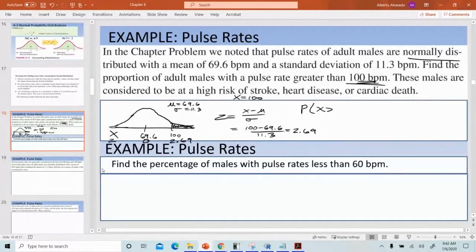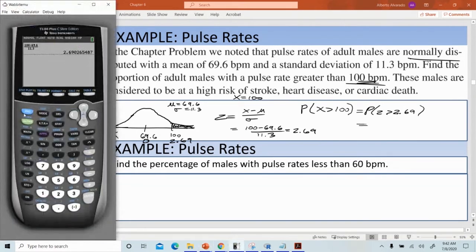But now I know how to calculate this. Let me finish the notation here. I'm interested in the probability that x is greater than 100, which is equal to the probability that z is greater than 2.69. Now I know we're going to do the normal CDF of 2.69, to E 99.